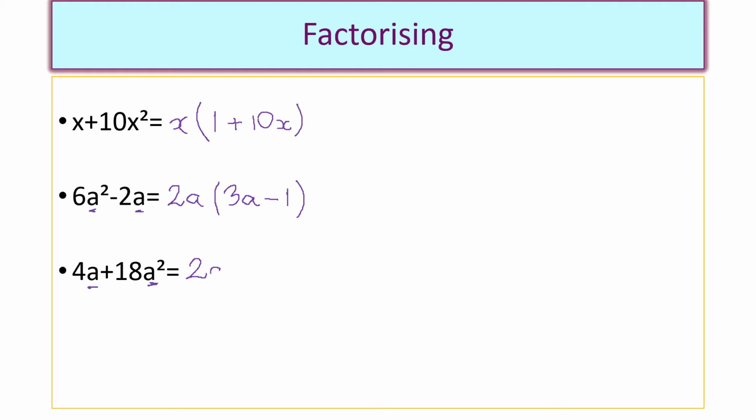Okay, so a is also the common factor here. So 2a is the highest common factor of both those terms. Now, 2 times what is 4? That is 2. And then a times what is a? That's simply 1. So I don't need to add anything here.